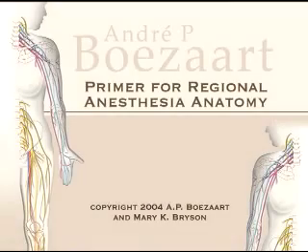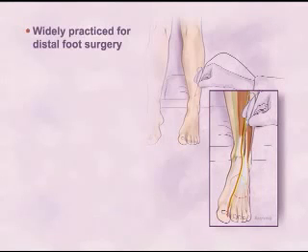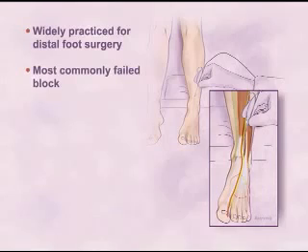Before studying the ankle block, it is advisable to study the anatomy of the nerves at the ankle as outlined in Chapter 7 of the Primer of Regional Anesthesia Anatomy. Ankle block is very widely practiced for distal foot surgery. It is probably the most commonly failed block of all peripheral nerve blocks for two main reasons.